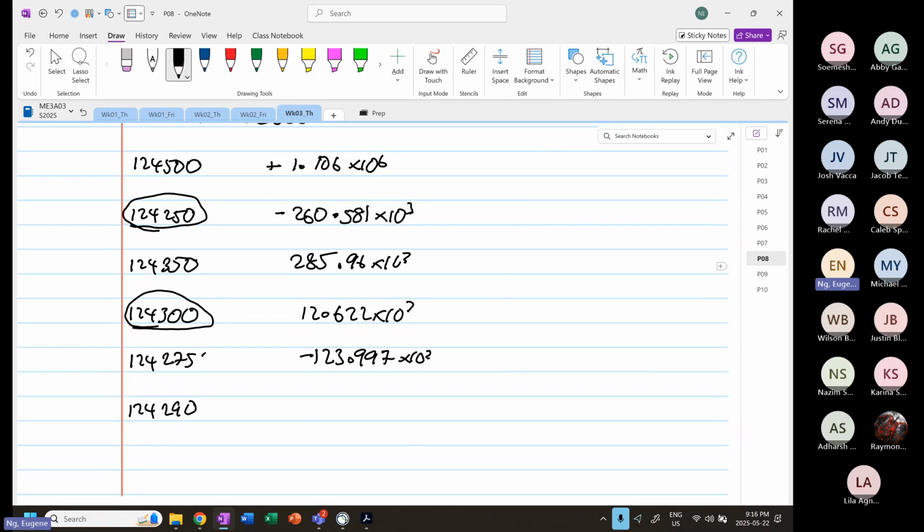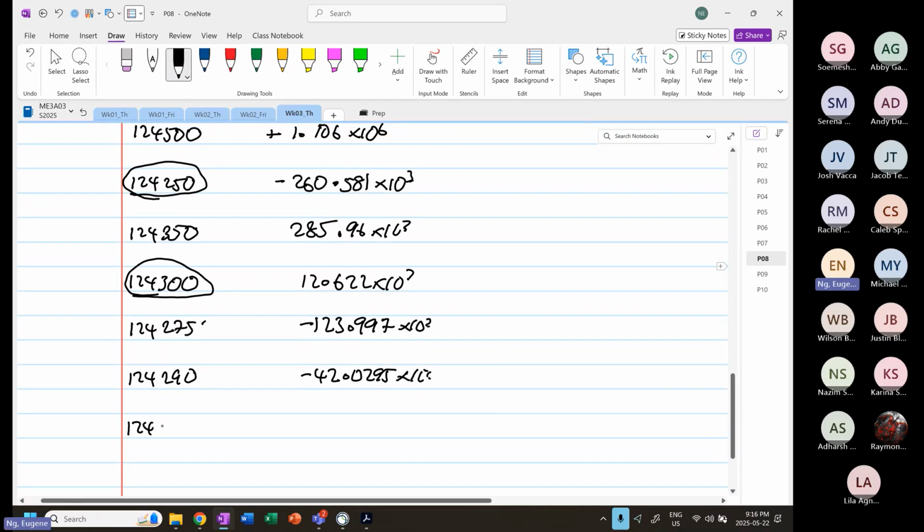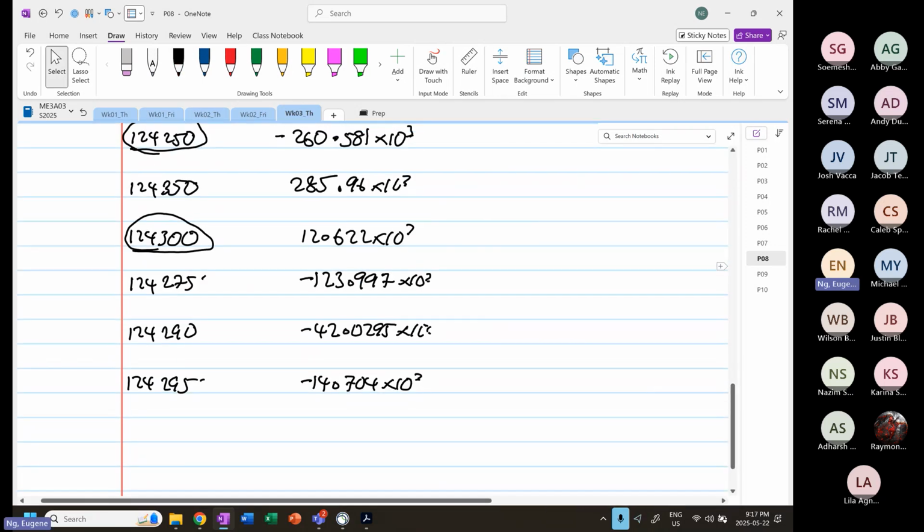So I'm going to try 124,290. Let's calculate 124,290, which is equal to minus 42. It's getting better. Okay, so the next one I'm going to try is 124,295. Okay, so calculate 124,295. And it's getting smaller though. And then finally, so I know it's in between 124,295 and 124,300.